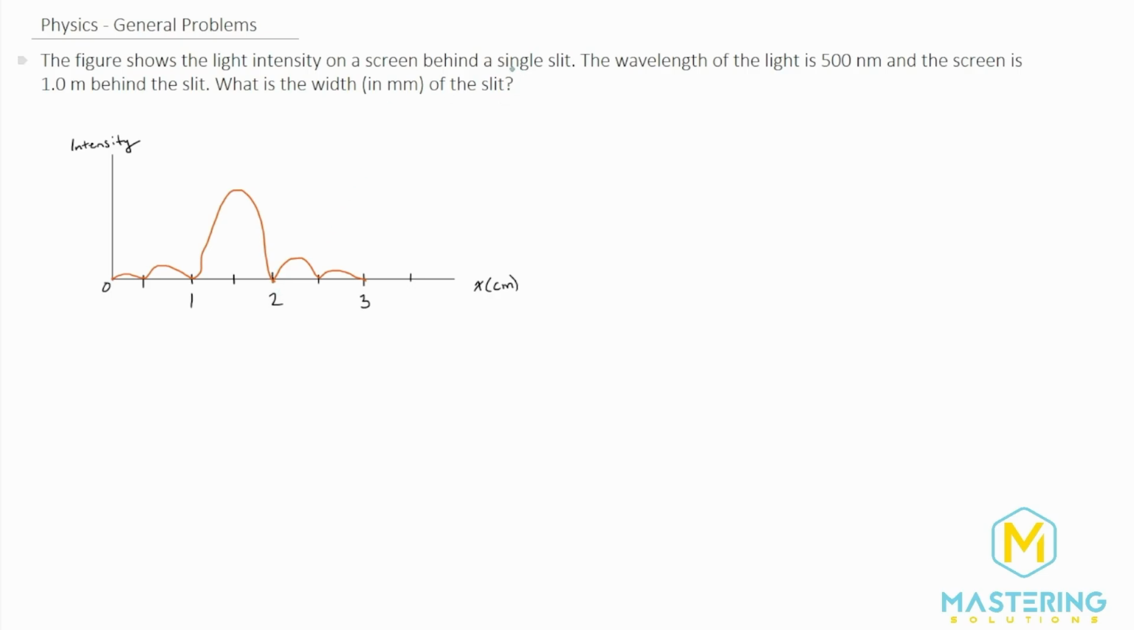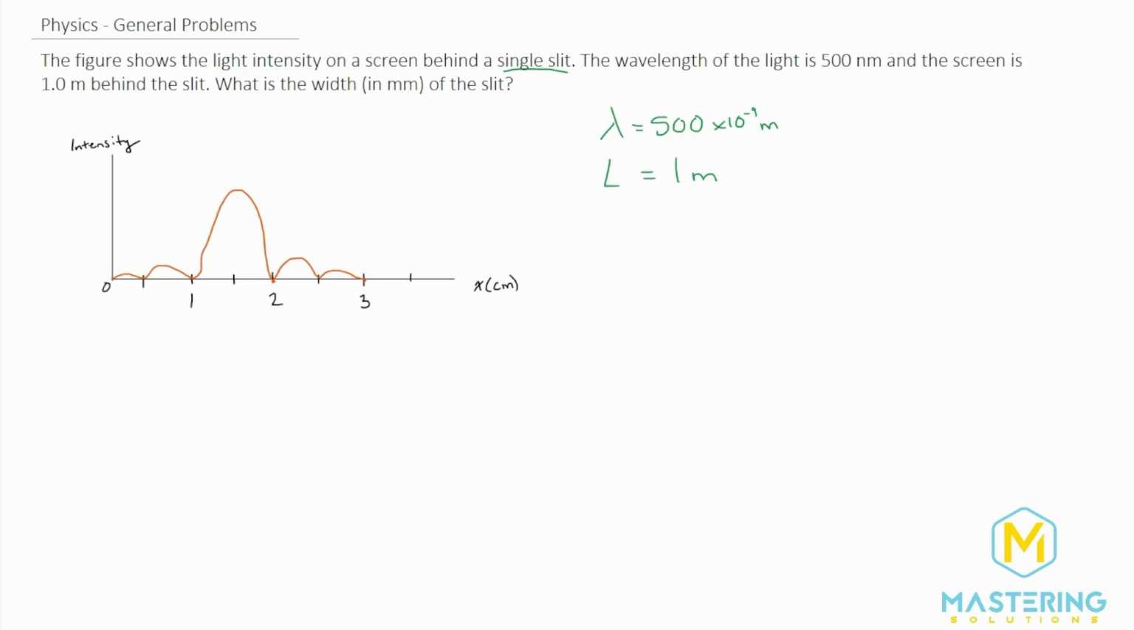They give us this figure here, which of course is a single slit diffraction grating pattern. And they tell us in the question that we're dealing with a single slit. We're told that lambda is 500 nanometers, 500 times 10 to the negative 9. And the screen is 1 meter behind the slit. So L in this case is 1 meter. We're asked what is the width of the slit, and we have to put it in millimeters.